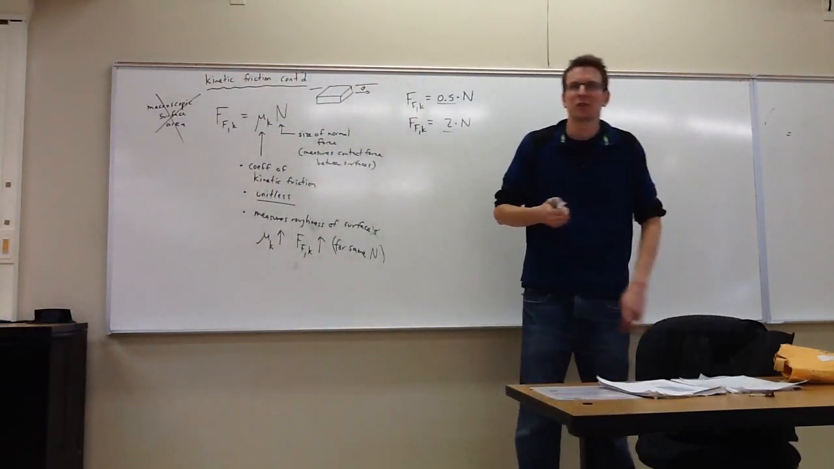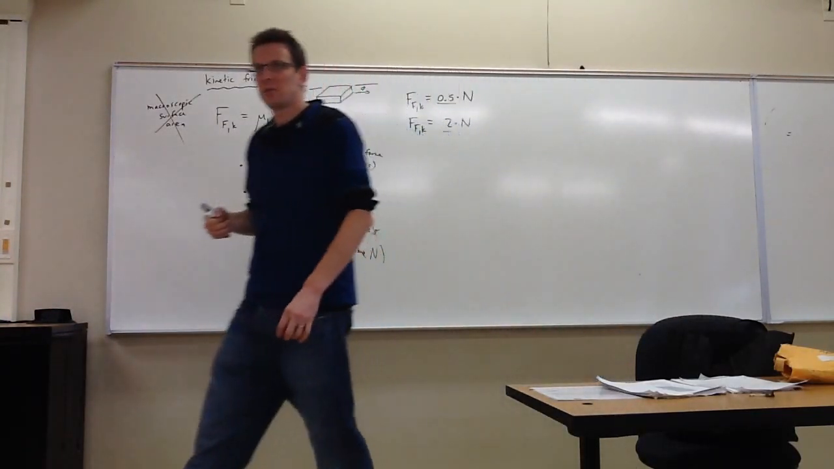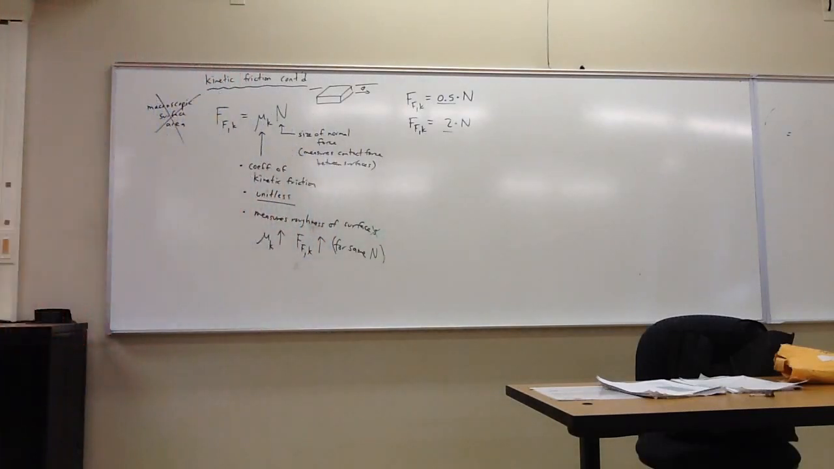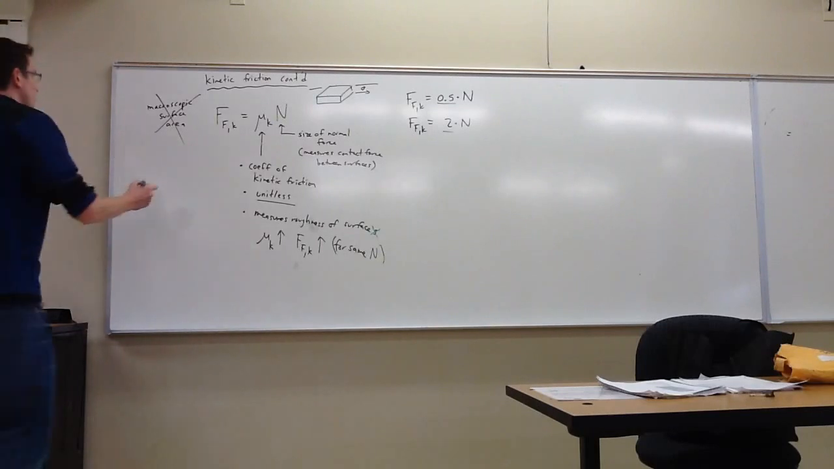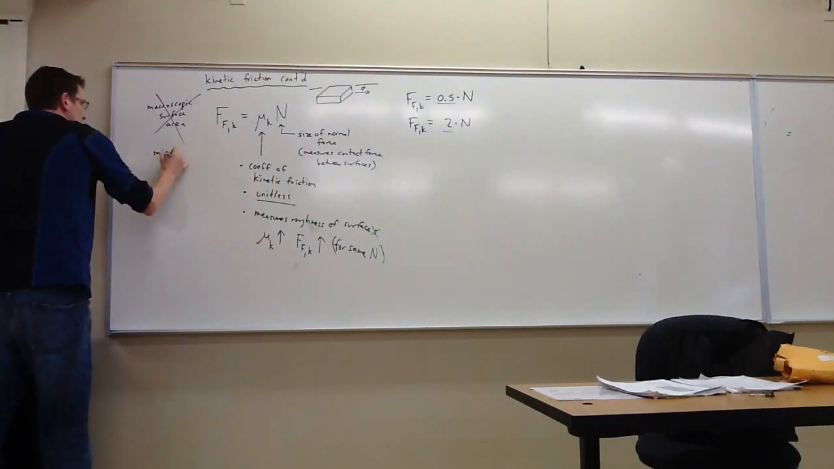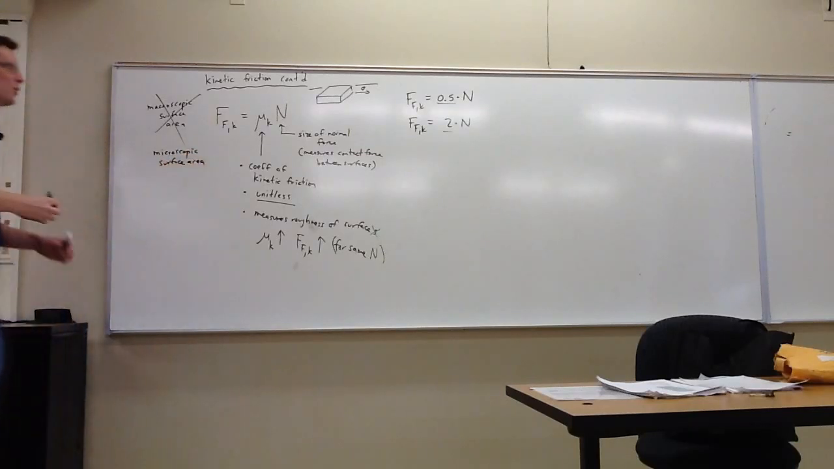So if you're wondering, don't we have to account for the length and width of the object in the equation? We don't. Surface area is actually already in here in a way that's perhaps unexpected. Microscopic surface area matters, and it's actually already in there. Let me explain.